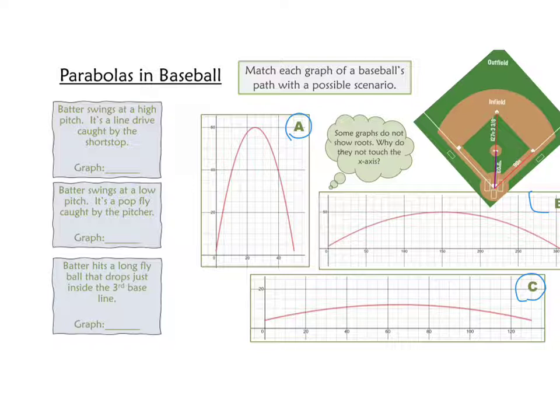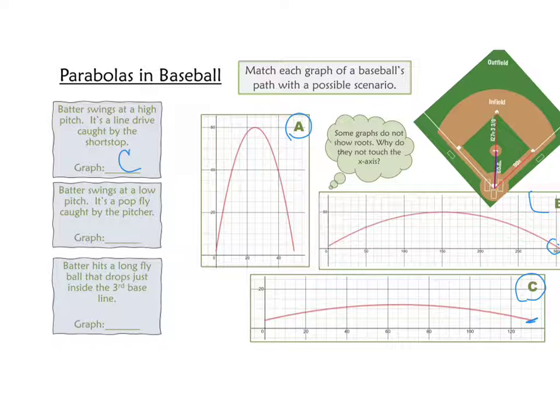Hi, I hope you stopped that video and you tried yourself out on these questions. The worst thing that could happen is you get it wrong, and then you might learn one way not to do it. Anyway, our first question was: a batter swings at a high pitch. It's a line drive and it's caught by the shortstop. We can see that this pitch does not hit the ground. So, since this one over here does, we're going to go with C.